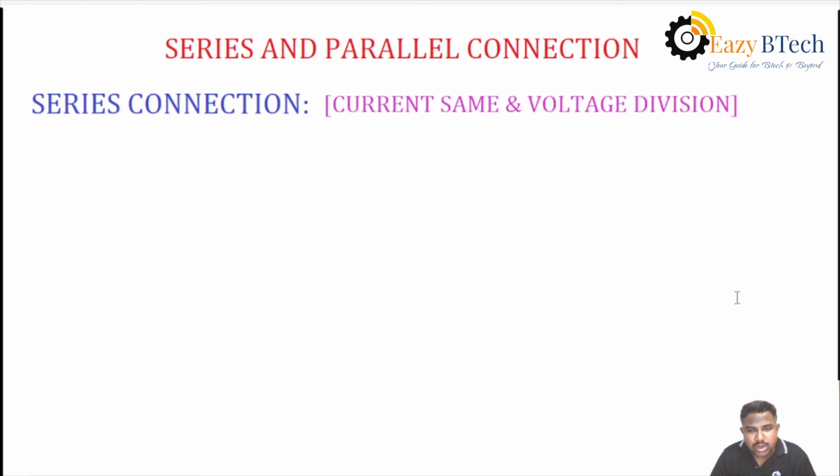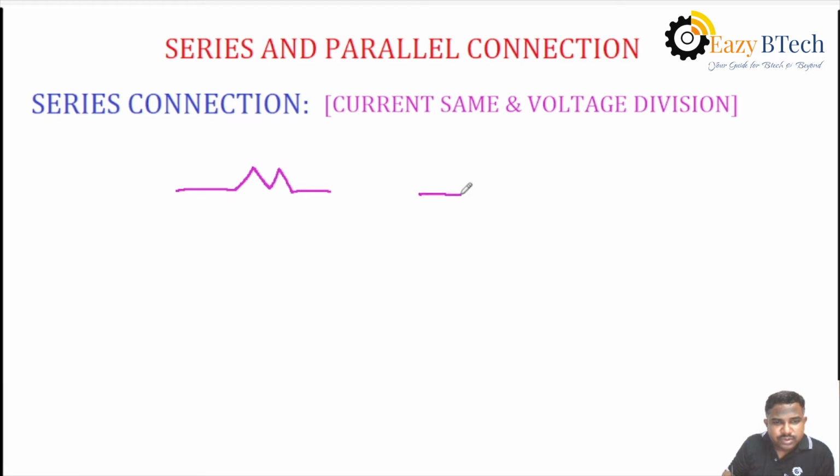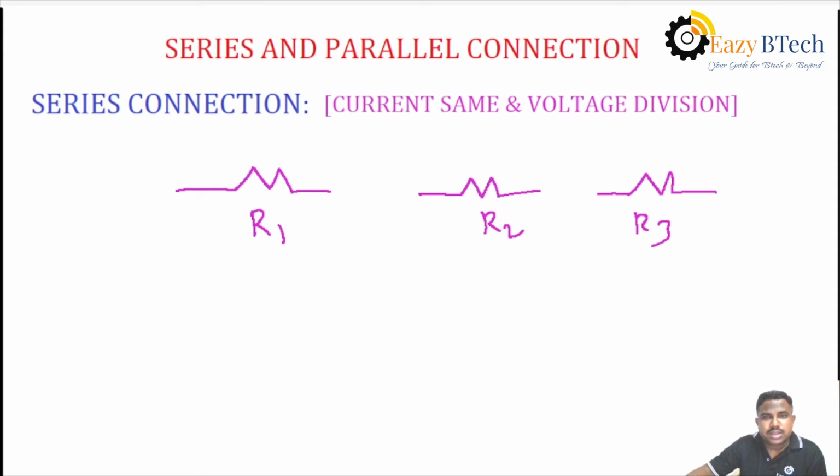In series connection, what are the main properties? Current value is the same, while voltage is different. That is, voltage division takes place, but the flowing current in the series circuit is the same. Further, consider we have three elements. First one is R1, second one is R2, third one is R3.